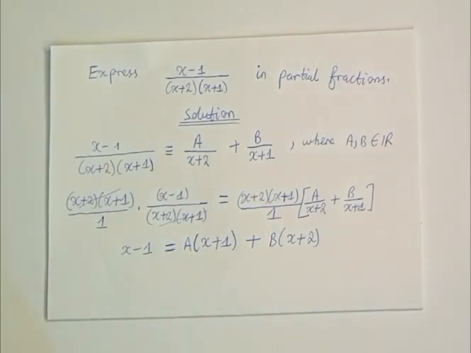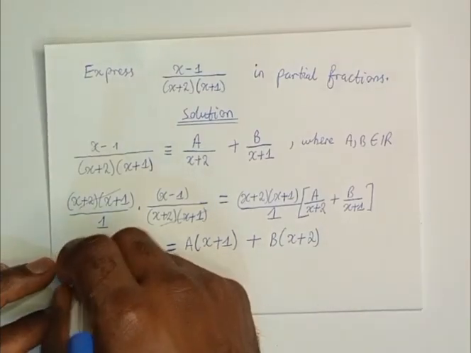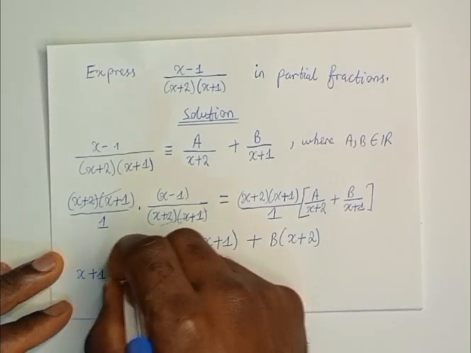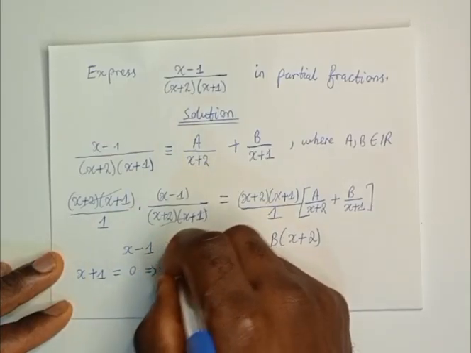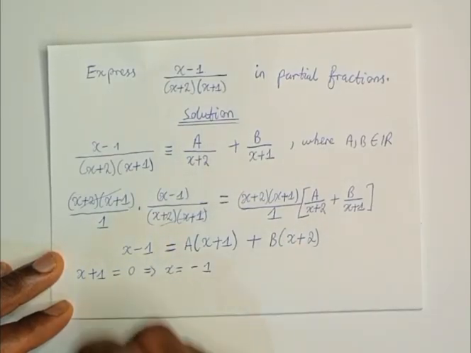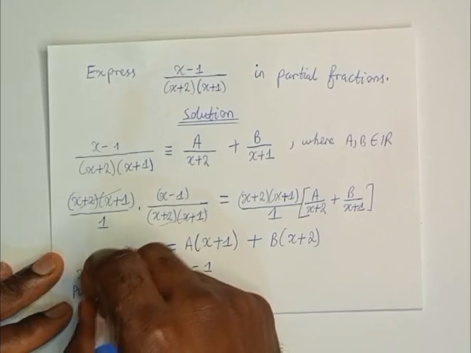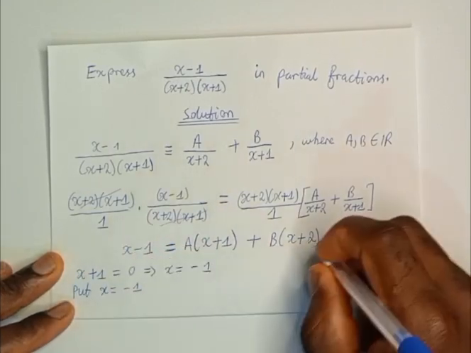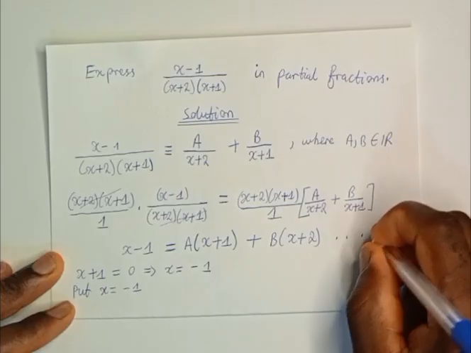At this level, we have to find values of x for which, when we insert them, one of the unknowns will disappear. Then we can easily solve for the other unknown. If we equate x plus 1 to 0, then x will be equal to -1. We are going to put x equal to -1. We are going to call this equation 1.